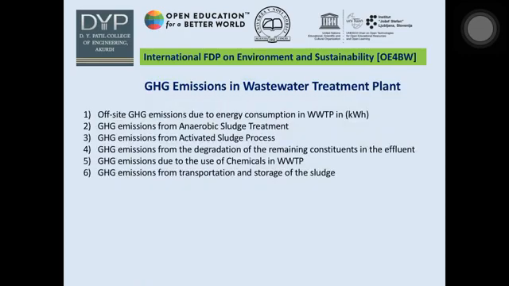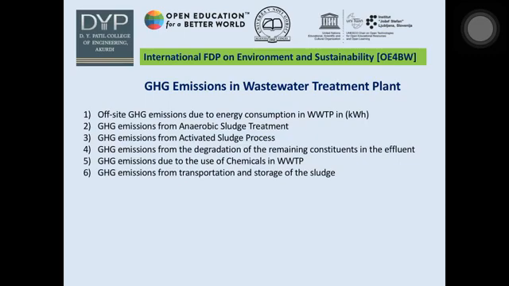The greenhouse gas emissions in wastewater treatment take place in these sectors. First is offsite greenhouse gas emissions due to energy consumption in the wastewater treatment plant, in kilowatt hour. Second is greenhouse gas emissions from anaerobic sludge treatment. Third is greenhouse gas emissions from the activated sludge process.